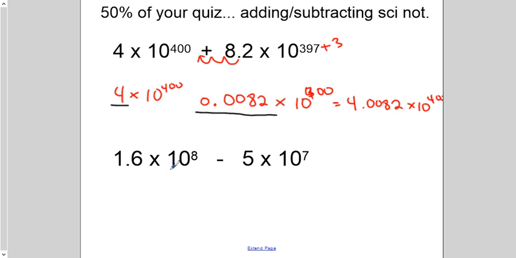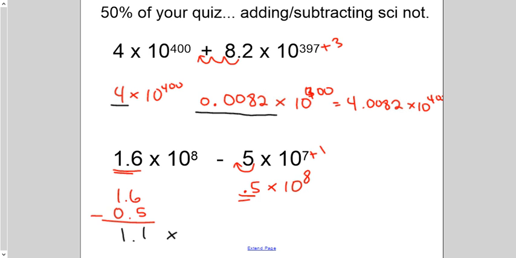For subtraction, we do the exact same thing. Don't have the same exponent? Okay, change it. So we need to add 1 to this one, so we're going to move this over 1 spot, and this becomes 0.5 times 10 to the 8th power. So now we can take this front number and this front number and subtract them. On subtraction, hey, the first number is being subtracted by the second number. So 1.6 minus 0.5. And then it would be 1.1 times 10 to the 7th power would be your final answer on that subtraction.